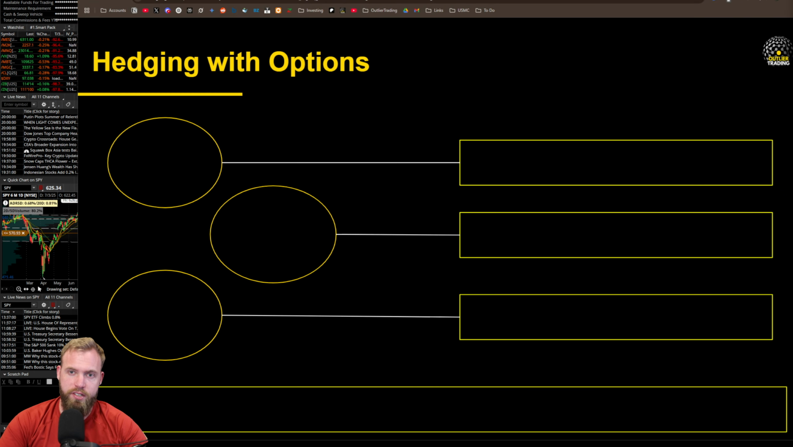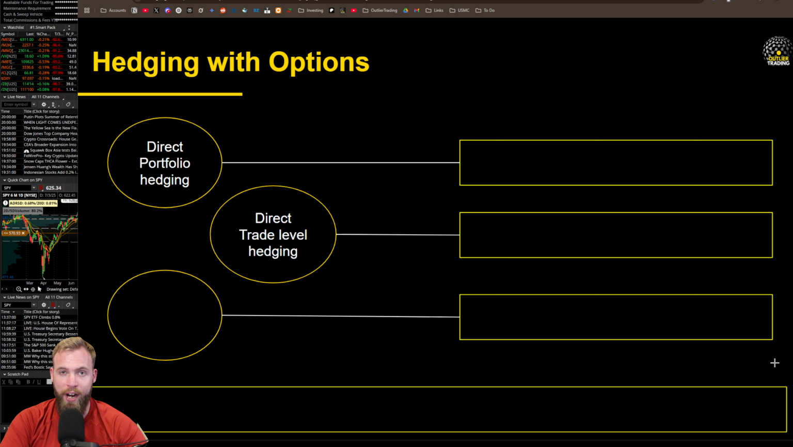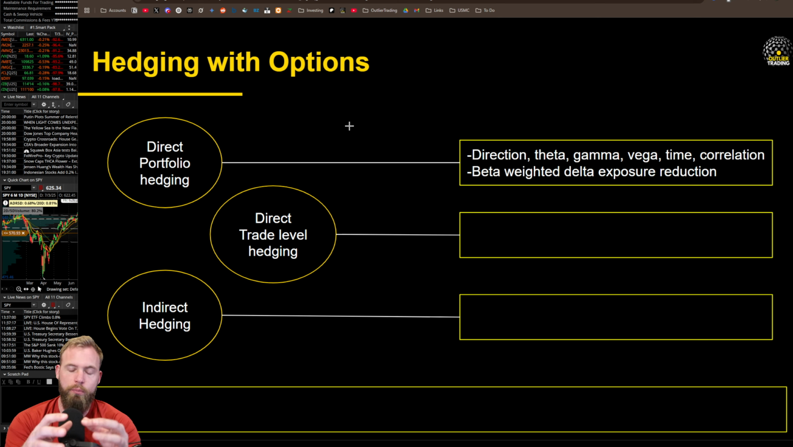So within this process of hedging, I think of it in a few different levels. I have direct portfolio hedging, direct trade level hedging, and then that concept of indirect hedging, which can apply primarily at the portfolio level, less so at the trade level. So what do these mean? Well, if I'm thinking about direct portfolio hedging, this is where I'm looking at a broad portfolio, and then I'm putting on individual positions to attack the broad portfolio level metrics, which you'll get an example of in a moment.